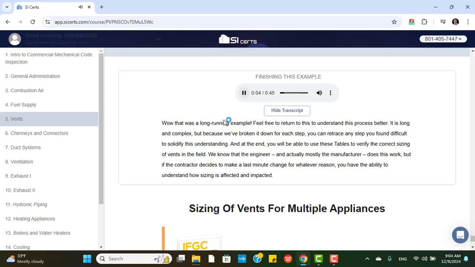Feel free to return to this to understand the process better. It is long and complex. But because we've broken it down for each step, you can retrace any step you found difficult to solidify this understanding. And at the end, you will be able to use these tables to verify the correct sizing of vents in the field. We know that the engineer, and actually mostly the manufacturer, does this work. But if the contractor decides to make a last-minute change for whatever reason, you have the ability to understand how sizing is affected and impacted.